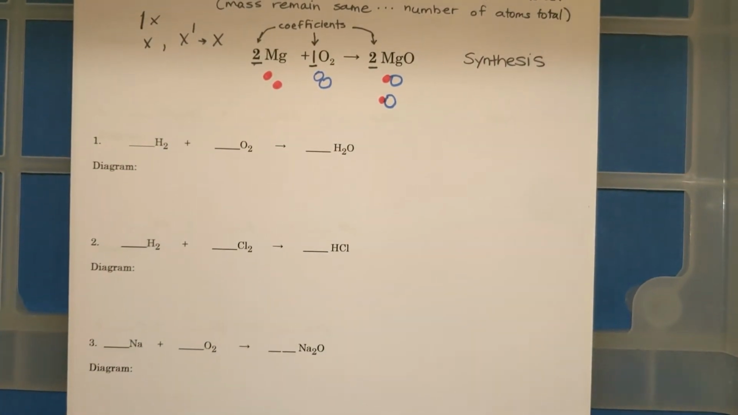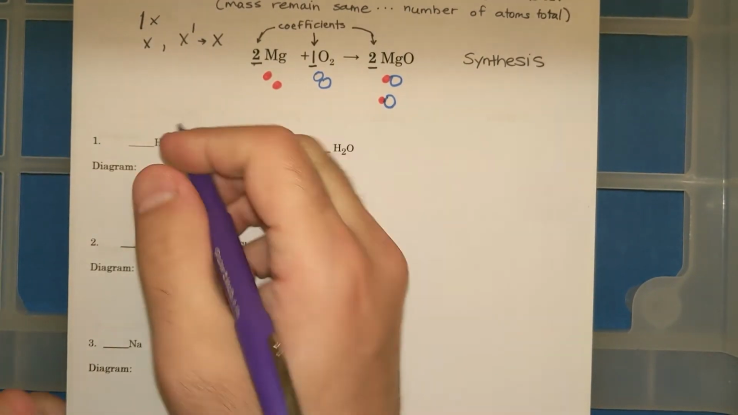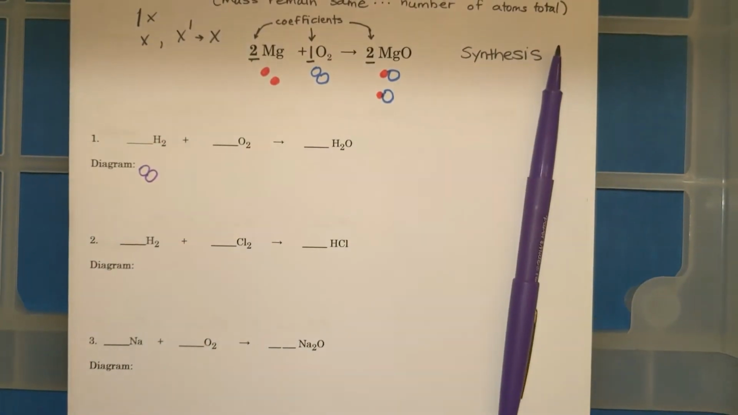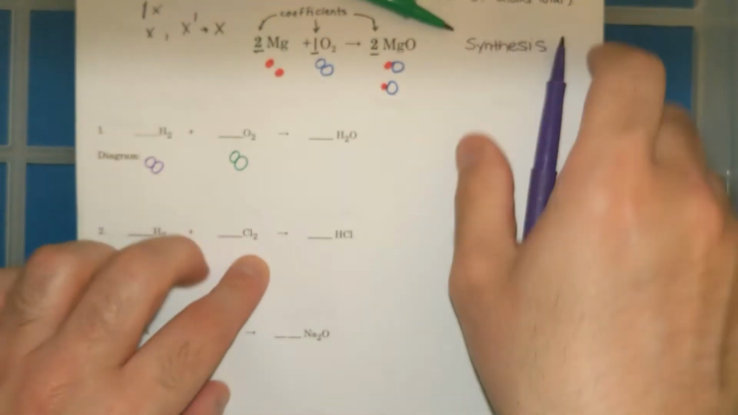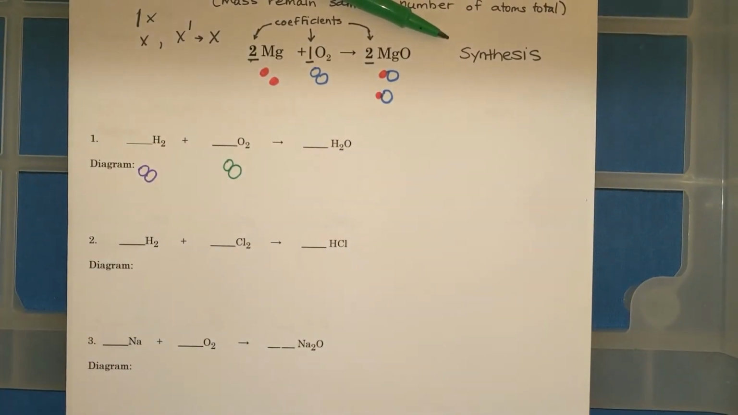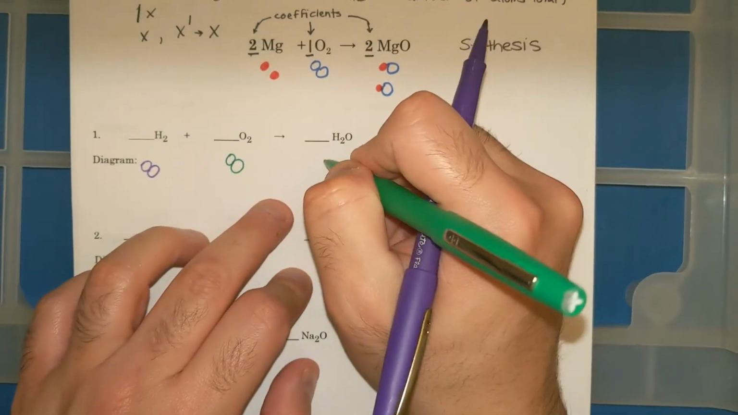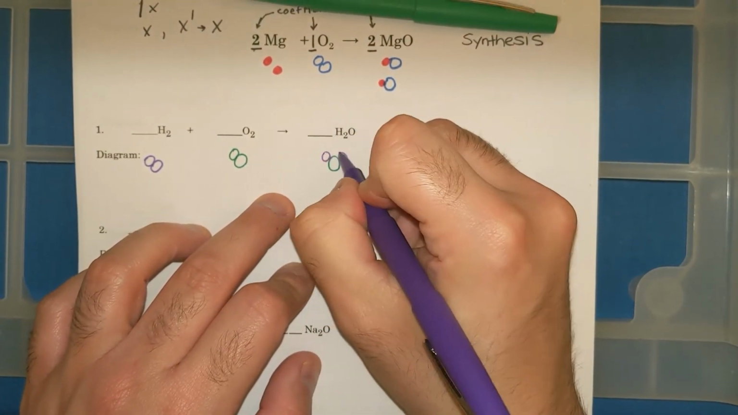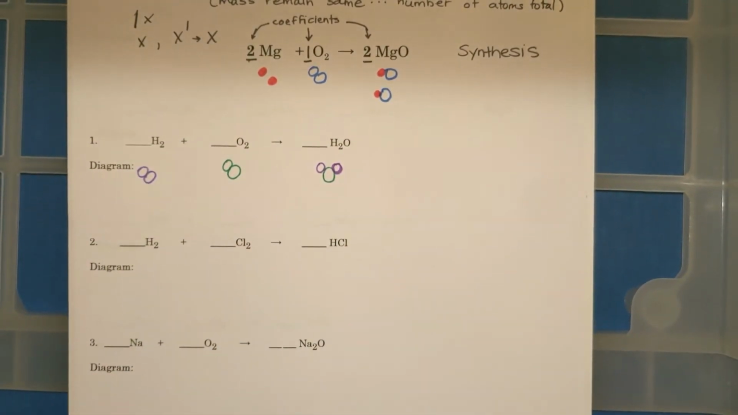Let's start by drawing particle diagrams. I'm going to use purple for H2. So I have H2. And then I'm going to use green for O2. O2. And then on the right side, I have H2O. So that's going to be 2 purples and 1 green. So 1 green, 2 purples.